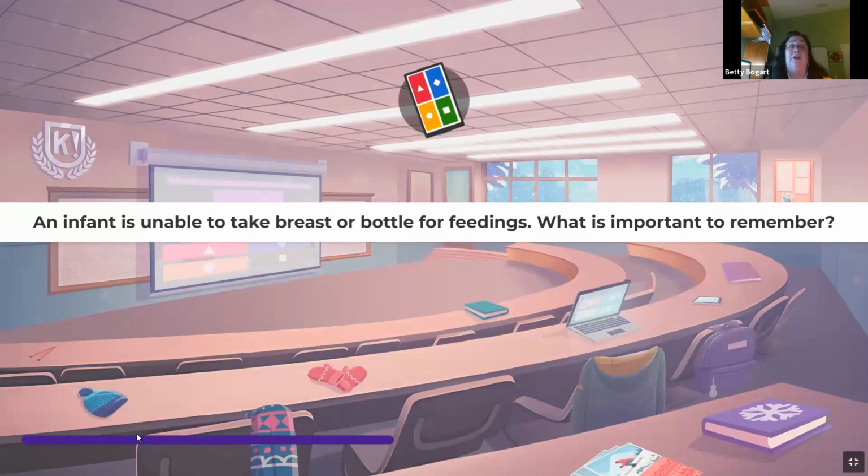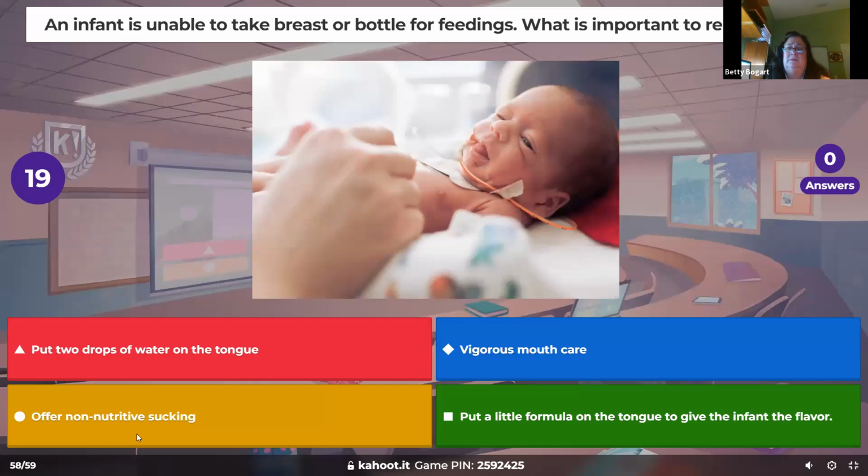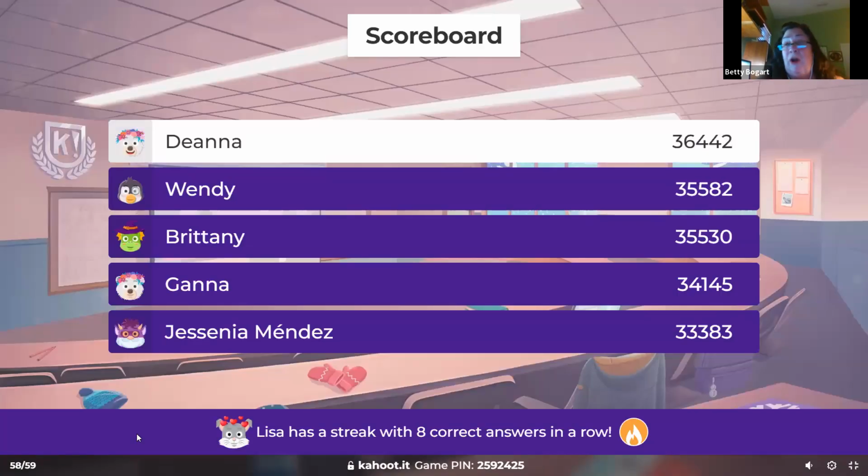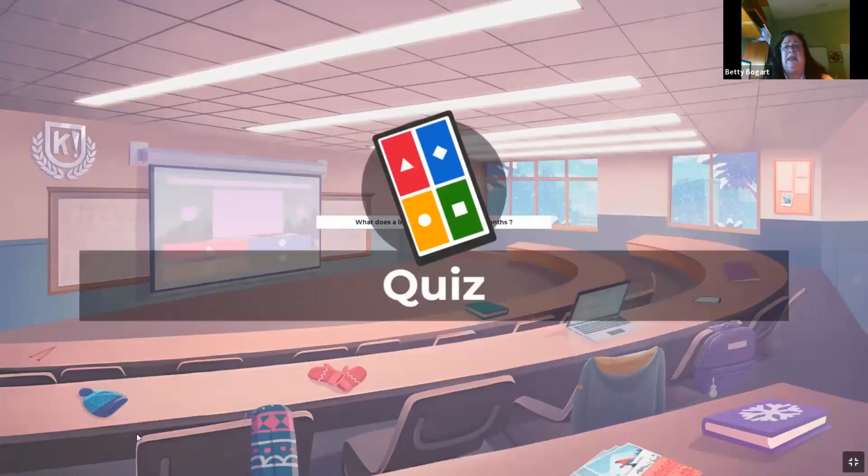An infant's unable to take breast or bottle for feedings. What is important to remember? Many premature infants, they're just too little to be able to suck, swallow, and breathe. So we need to put tube feedings in them, but they still have needs, and they have needs for that pacifier because it self-soothes. This is how they take care of themselves. It gives them comfort. So we were going to give them a pacifier. For any reason, you give them a pacifier if they can't eat.